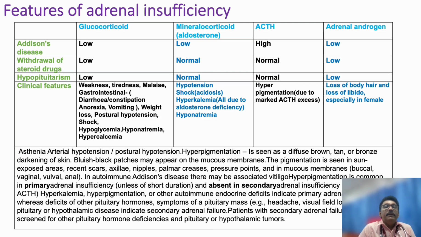Clinical features: if you see weakness, tiredness, malaise, gastrointestinal features like diarrhea, constipation, anorexia, vomiting, weight loss, postural hypotension, shock, hypoglycemia, hyponatremia, hypercalcemia, hypotension, shock or acidosis, hyperkalemia, all due to aldosterone deficiency. Hyponatremia can also be there.